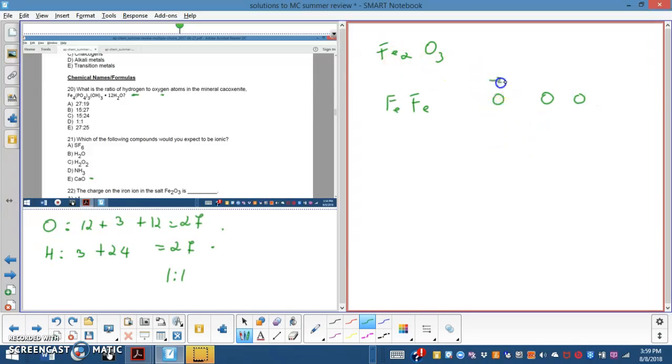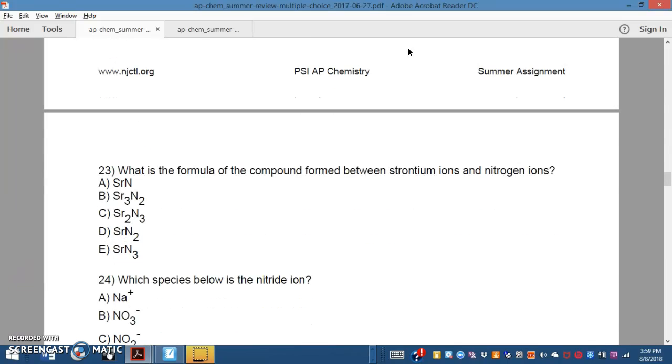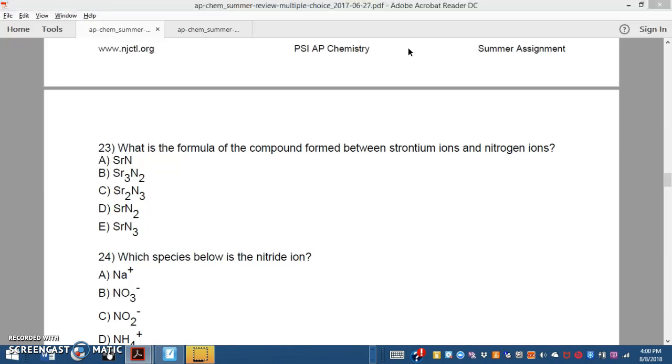Now here you have 1 oxygen. Every single one of those oxygens contributes with a -2. So -2 and -2 is -4. -2 is -6 on this side, right? This one you have 2 of those. So the only number that you can come up with on this side is 3 and 3, so that you have also a +6 for a total neutral of 0. So the charge on the iron has to be 3, or you just move the 3 up there and you know it anyway. And then 23, what is the formula of the compound formed between strontium and nitrogen ions?